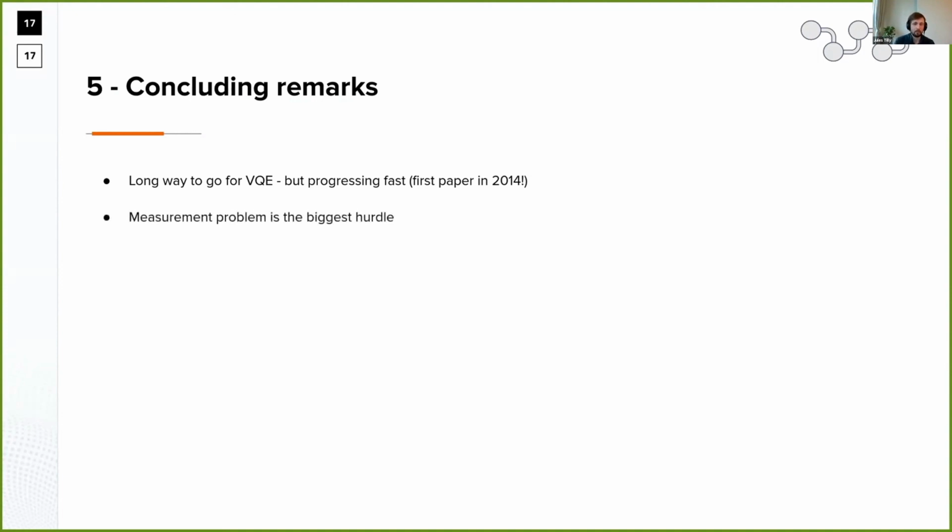The measurement problem is the biggest hurdle. So what the community should focus on is trying to reduce the number of measurements required, but also focus on how we can implement large-scale parallelization, and most importantly, is it worth it? Is it worth focusing on building millions of quantum computers right next to one another to do parallel computation?